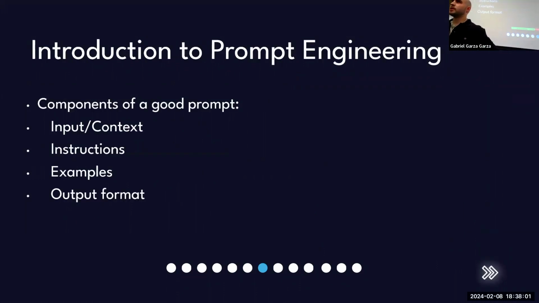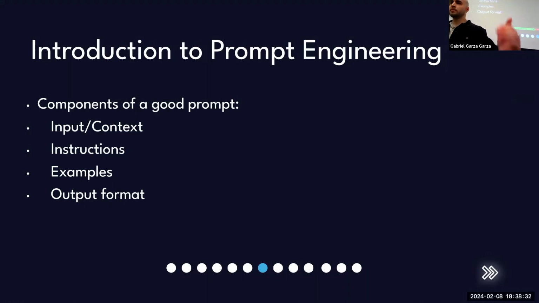Now let's talk a little bit about prompt engineering. A good prompt has an input or some context, instructions, or an example, and you can also have an output format. So for example, I can provide a large language model with a book, right? And then my instruction will be to go through the first 20 pages and then give me a summary that's no more than 2 paragraphs long, right?